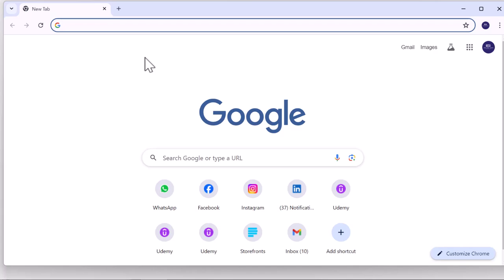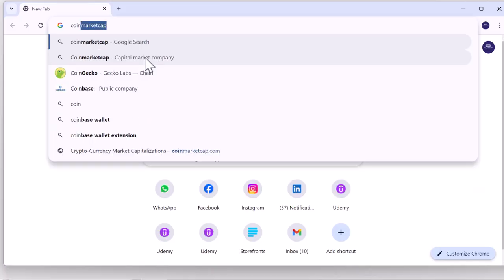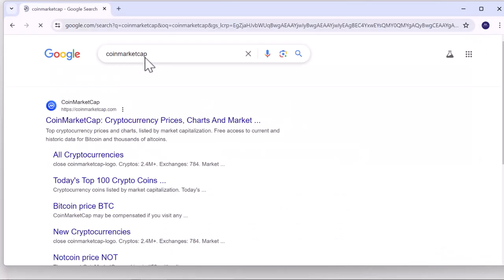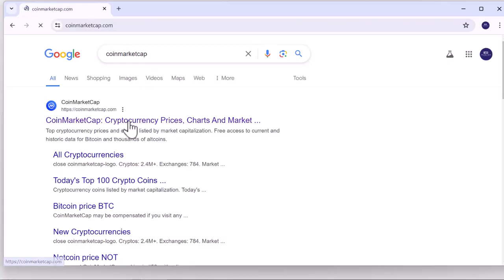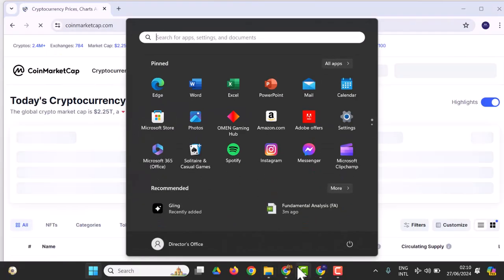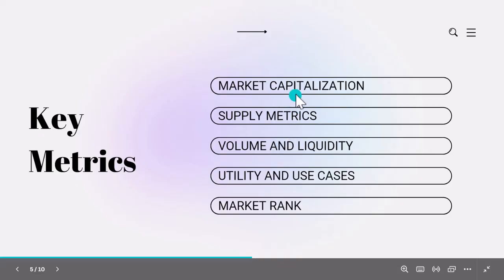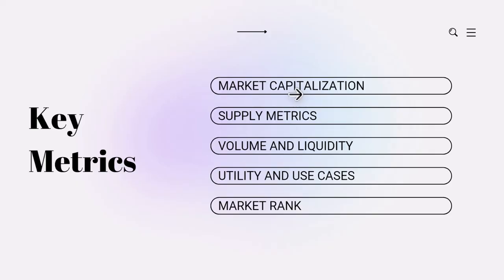Welcome back, guys. So right now I want to carry out a fundamental analysis, and we're going to be using one of these tools we mentioned earlier on. We're going to be using CoinMarketCap to carry out this fundamental analysis. We know the metrics to use already. Here are the metrics: the market capitalization, the supply metrics, the volume and liquidity. We're going to do something about utility and use cases, and we're going to check the market sentiment.